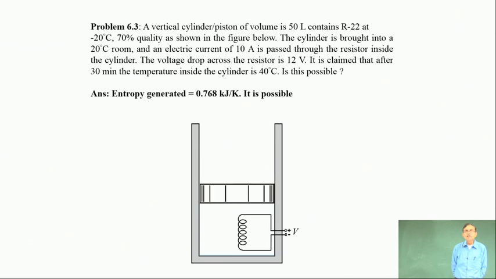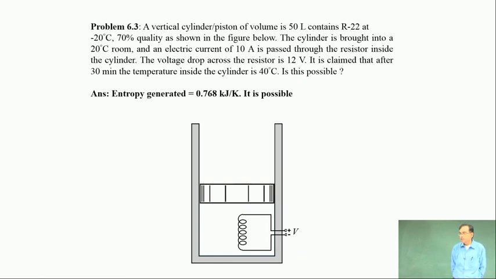The cylinder is brought into a 20 degree centigrade room and an electric current of 10 ampere is passed through the resistor inside the cylinder. The voltage drop across the resistor is 12 volt. It is claimed that after 30 minutes the temperature inside the cylinder is 40 degree centigrade.